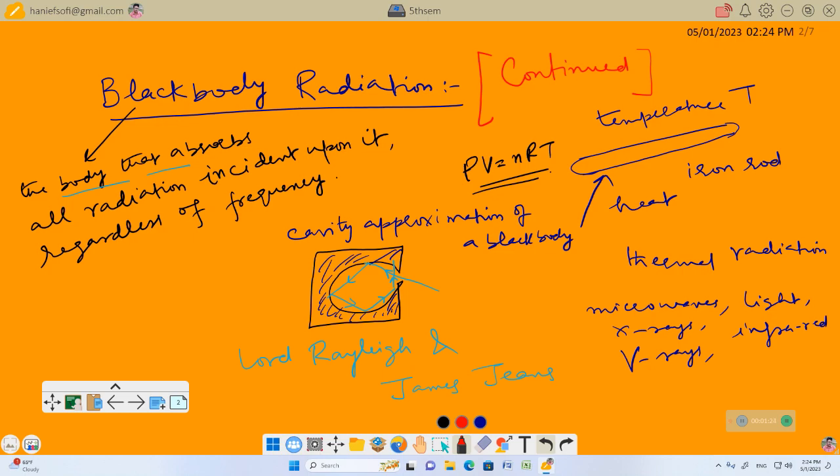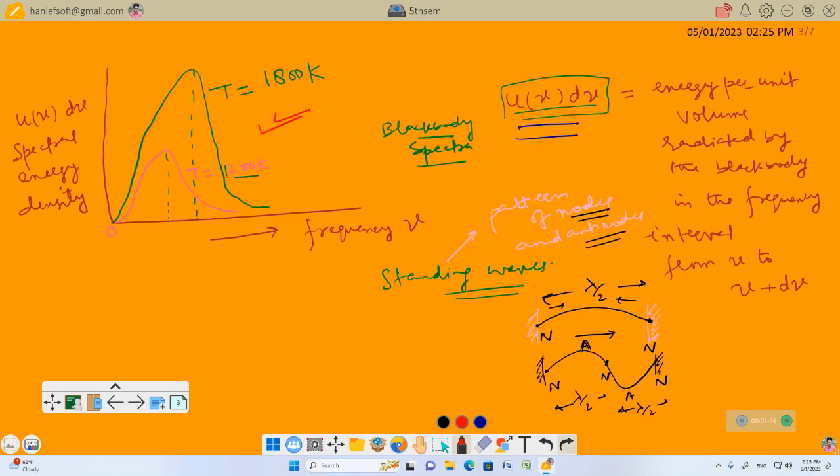We defined black body as the body that absorbs all radiation incident upon it, regardless of frequency. Then we said how we approximate such a body in the lab. We do the cavity approximation. Then we talked about the spectrum of such a black body.